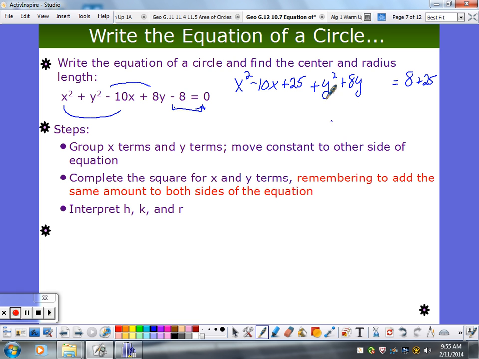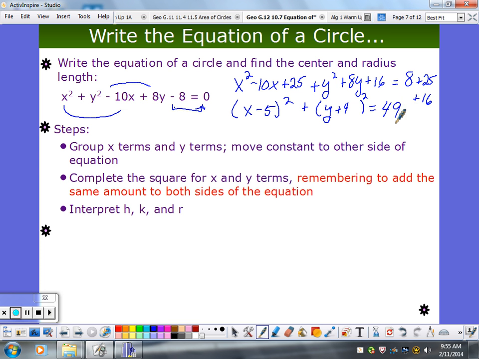Do the same thing with the y's. Y squared plus 8y plus what makes this a nice perfect square? Take half is 4, add 16. If I just add 16 to one side, what do I have to do to the other side? Add 16 to both sides. All right, now I can write my nice perfect square there. And here's my other binomial square. What's this one going to be? Y plus 4 squared. What's 8 plus 25 plus 16?